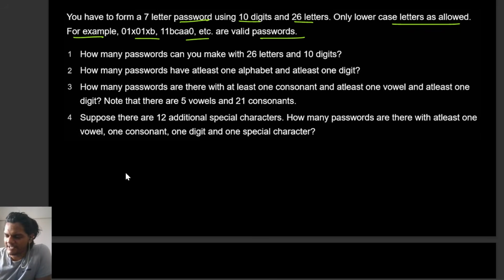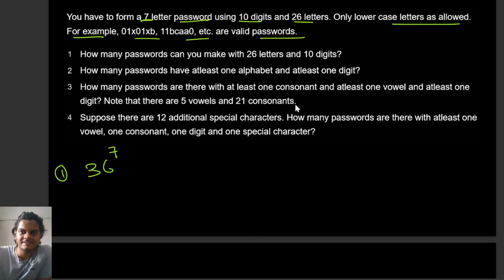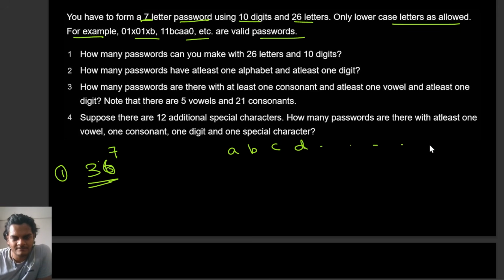This is a basic counting principle. The fundamental counting principle: each letter and each digit has an option of 36. So the answer is 36 power 7. Not 5, sorry, 7 places. So each place has 36 options. I hope you understand why that is so. A, B, C, D: A or B or C or D, and that goes on till 36.